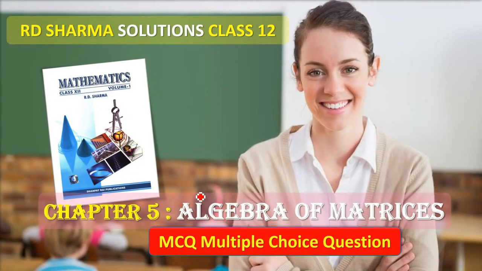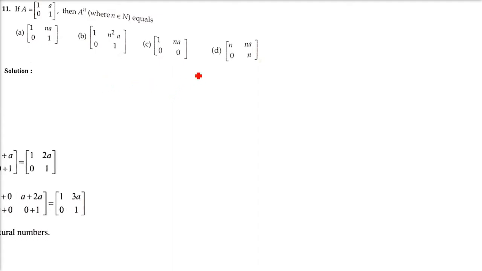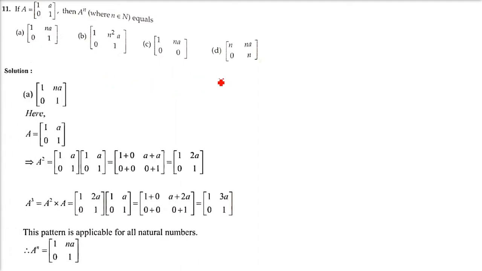This is R.D. Sharma solution, class 12, chapter 5, Algebra of Matrices. MCQ, we are taking multiple choice questions. Now this A is [[1, a], [0, 1]], then A raised n. So what we will do, you will see a pattern here.